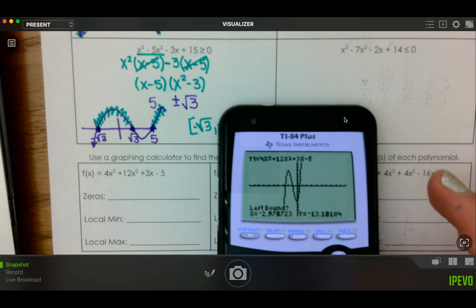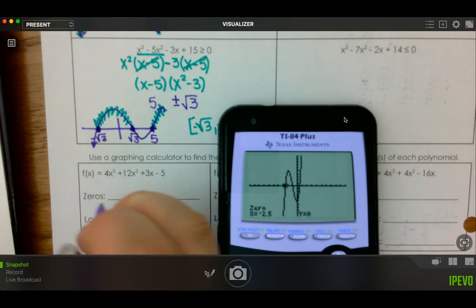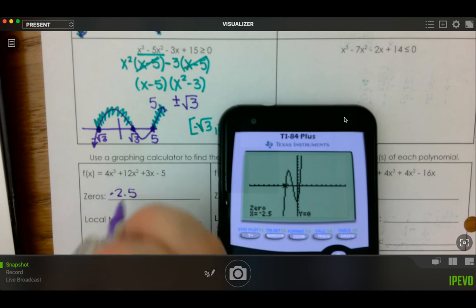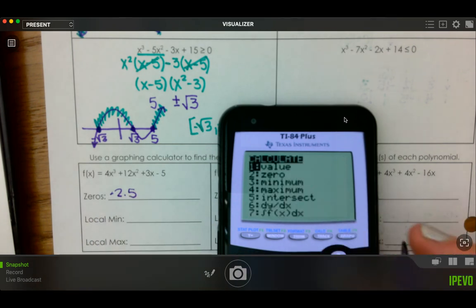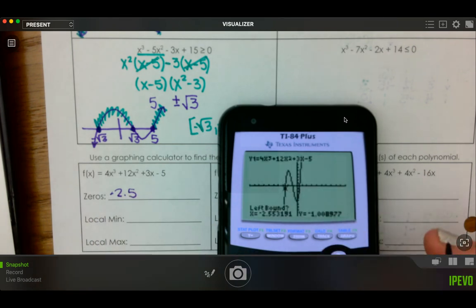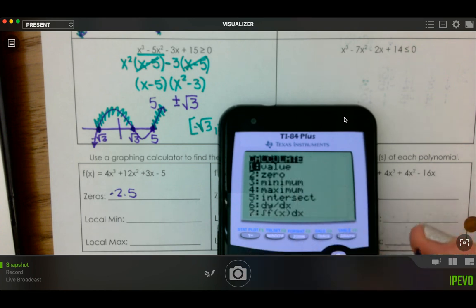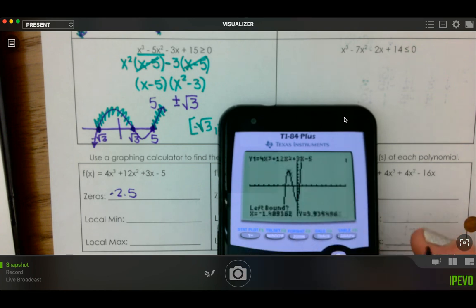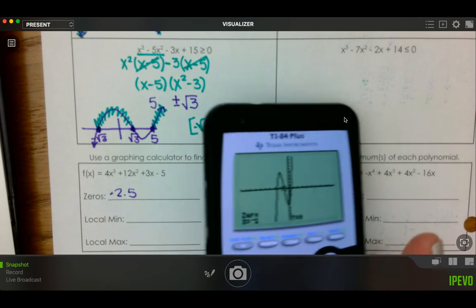Left bound means you need to go to the left of it. So I'm right here to the left side, hit enter. On the right bound, go until you're just past the 0 and hit enter twice. So -2.5. And then do the same thing. Second trace. Here. And here. So that's -1.